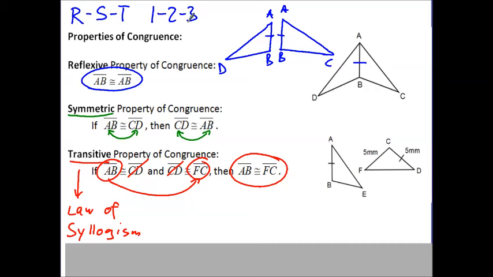And if you look at them a little closer, you realize that the reflexive property only has one element that it's dealing with, in this case segment AB. The symmetric property has two elements that it's dealing with, in this example segments AB and segment CD. And the transitive property has three elements: segments AB, segment CD, and segment FC. Think about RST 1, 2, 3. That works here in geometry exactly the same way as it worked in Algebra 1. And that can be a good way to remember and sort them the right way.